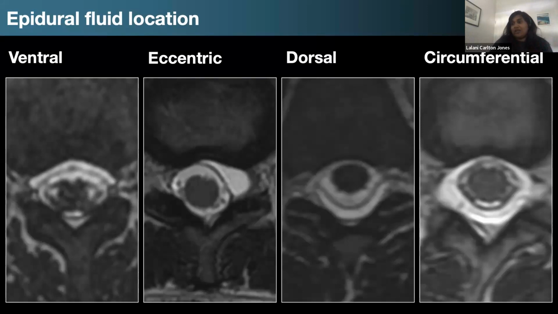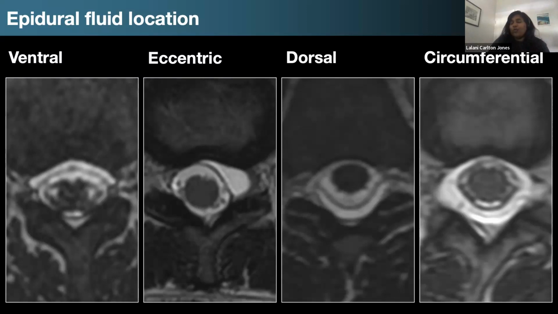And as Dan said, the extent of where the fluid is doesn't really help guide you much as to where the leak site is. If it's eccentric like this, sometimes I think that this is a clue that it may be a nerve root sleeve tear. And so I look for these unusual loculated collections of fluid within the neural foramina surrounding and exiting nerve root. Now, when the fluid is dorsal like this, it can be as the result of a nerve root sleeve tear or, less often, a dorsal dural defect, that they're rarer.